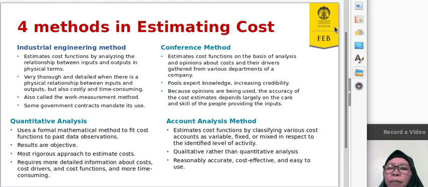The important method that is related to us is the quantitative analysis. So we, the accounting people, usually use this quantitative analysis. For this analysis, we use mathematical methods, and we use statistical tools as well. And we have to gather information about the cost, cost driver, cost function, and every data related to the condition.